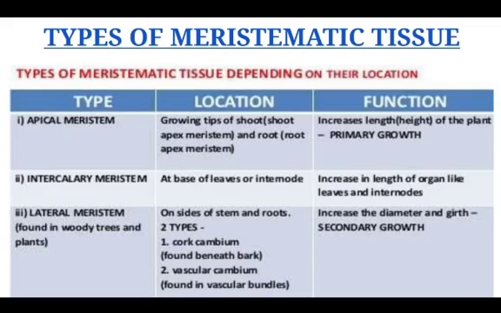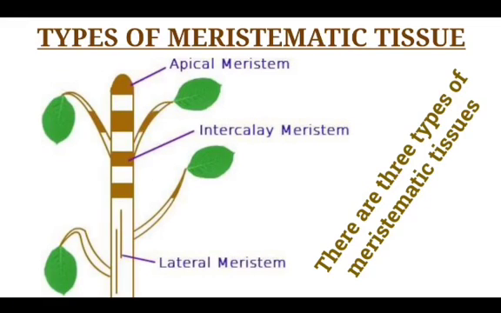Understand? Yes. Let's see. This is the image of the types of meristematic tissue. We have learnt three types of meristematic tissue: apical meristem, intercalary meristem, and lateral meristem. Apical meristem is found at the top region, that is the growing region. Intercalary meristem is found in the leaf part, the leaf internode region, where the leaf arises. And lateral meristem is found in the bark region of the stem.